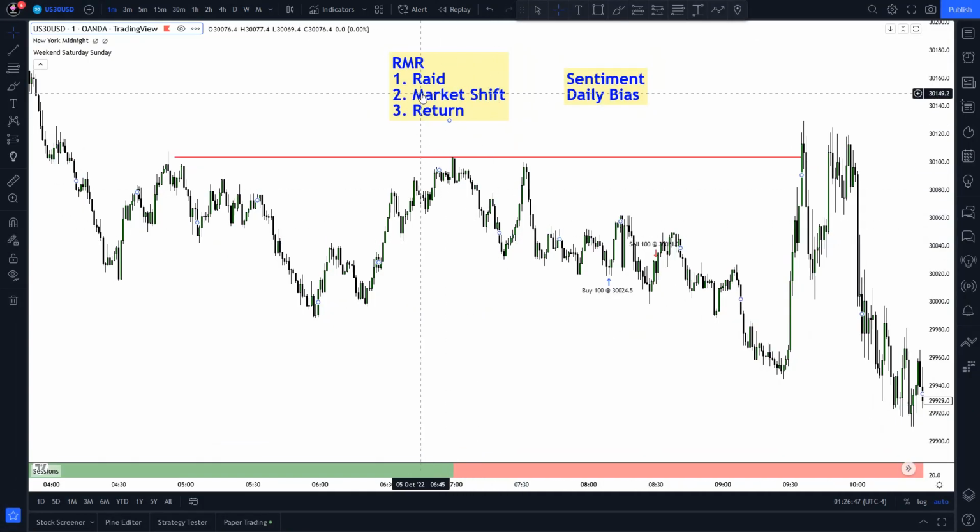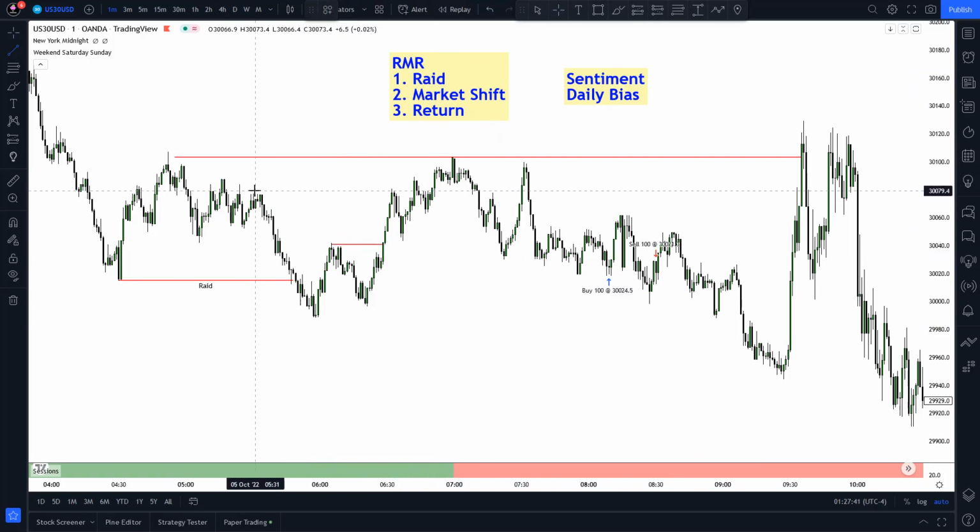So I've just zoomed into a 1-minute chart. And if you've watched any of my previous videos, you'd know the pattern we use is the RMR pattern, where first we look for a raid, and we can see that after price broke through this swing low down here, this is called the raid. After a bearish raid, we look for a bullish market structure shift, so breaking this swing high, breaking further swing highs, this is called the market structure shift.